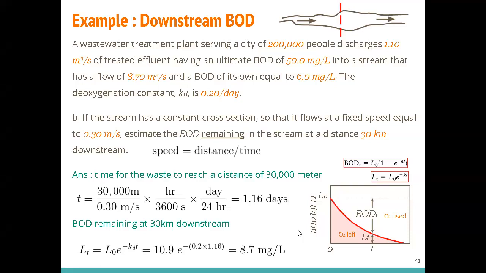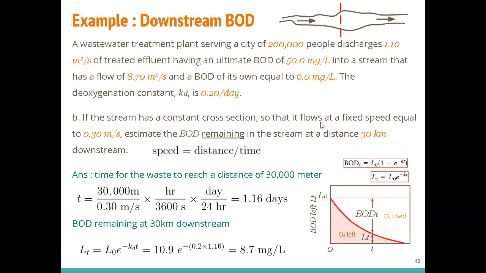Okay, so now we care about the downstream. Let's say we have the mixture at this location, the same question again. So part B, the next question is asking if the stream has a constant cross-section, meaning that as you go along, it will not become bigger or smaller, just the same cross-section. So this picture is not accurate in here.